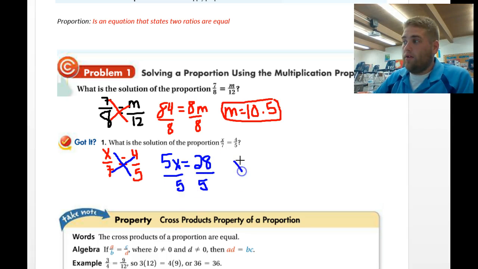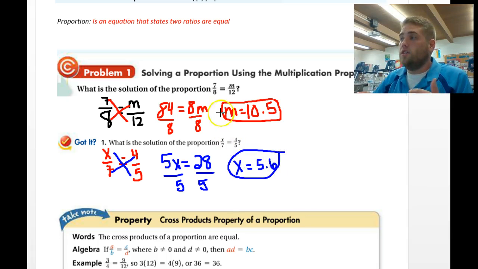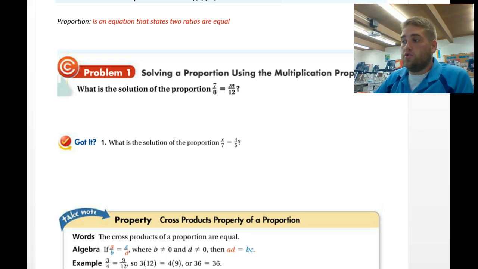And guys, I don't have a calculator on me, so you're going to get some nasty number. But 28 divided by 5 should be like 5.3, or 5.6 if I'm not mistaken. 5.6. So that's all we have to do. Just cross multiply, and I know you guys have worked with that before, so hopefully a lot of this is just review for you.